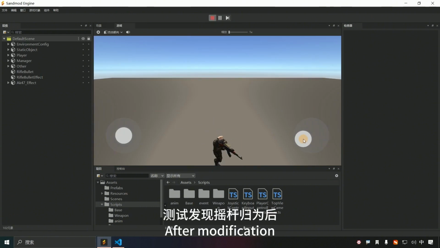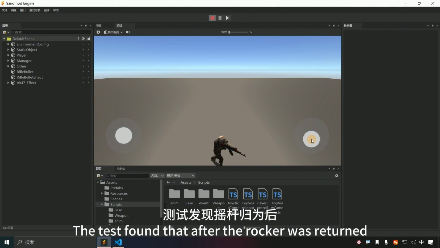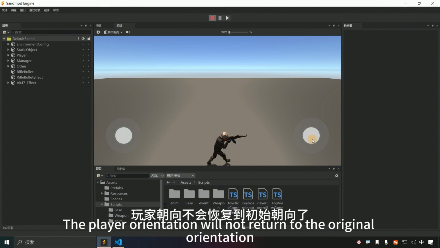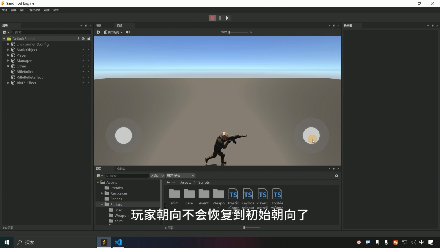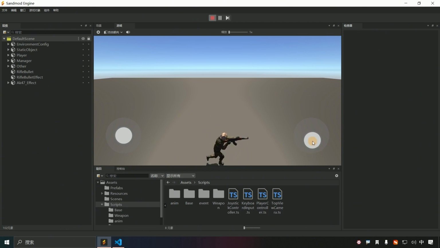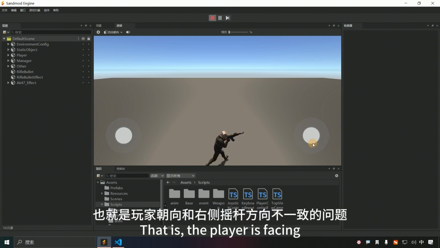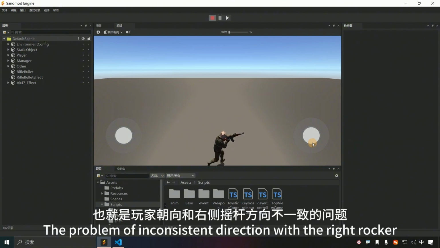After modification, the test found that after the joystick was returned, the player orientation will not return to the original orientation. This brings us to the second question, that is, the player is facing a direction inconsistent with the right joystick.